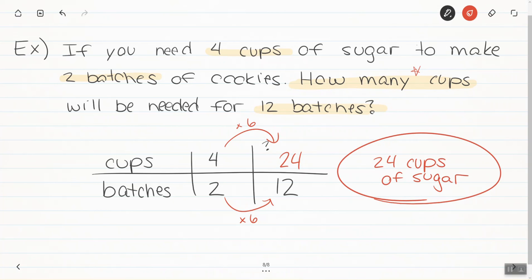If you have any questions about ratio tables, please make sure that you ask your teacher, but we will continue to go over this in class next time we see you.